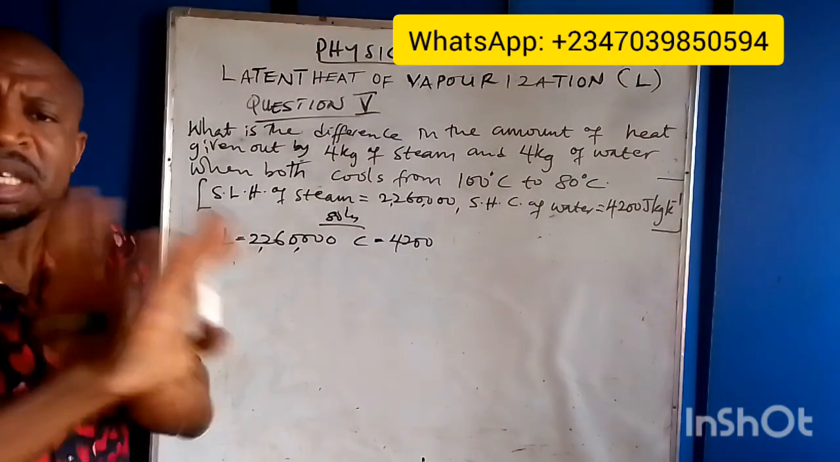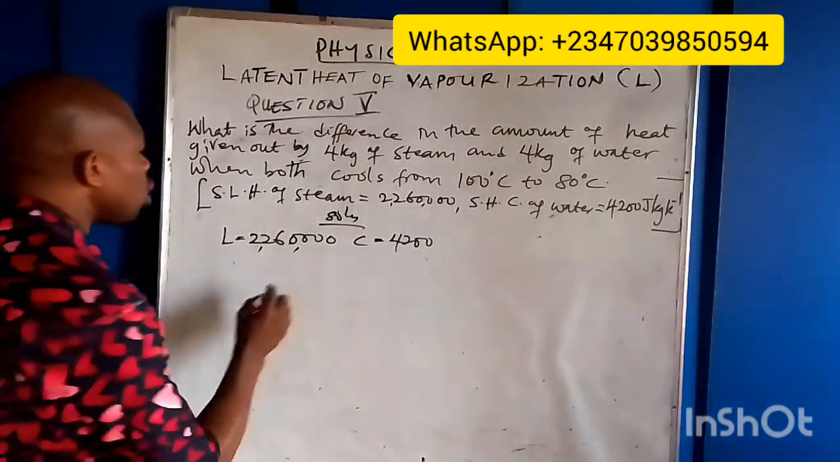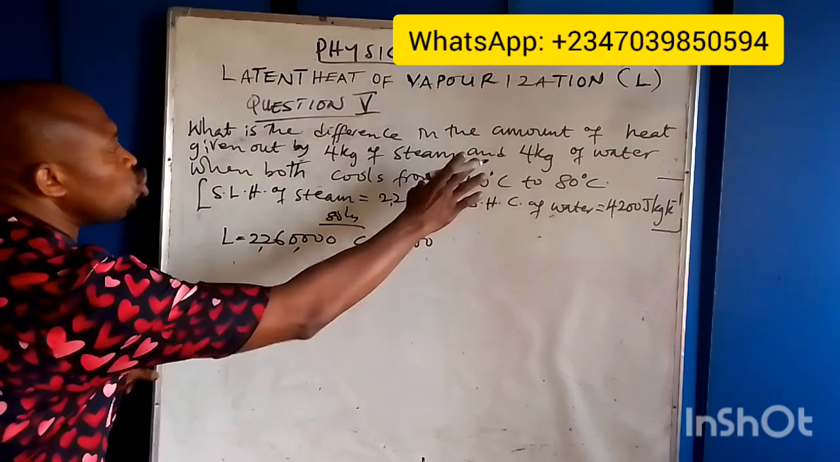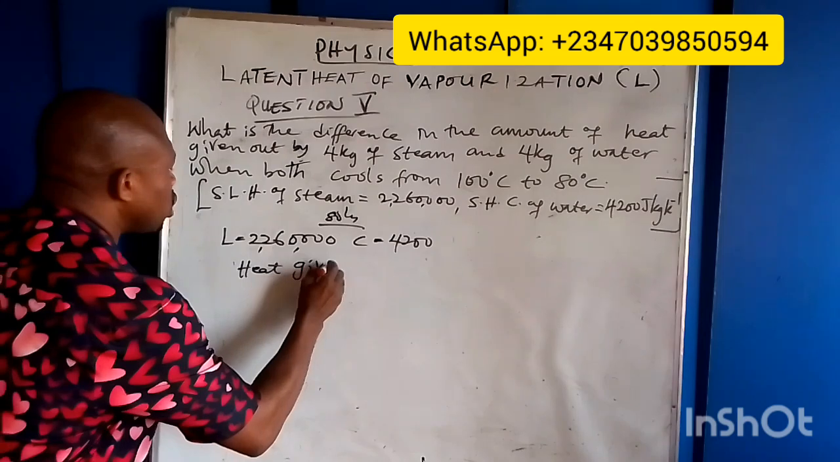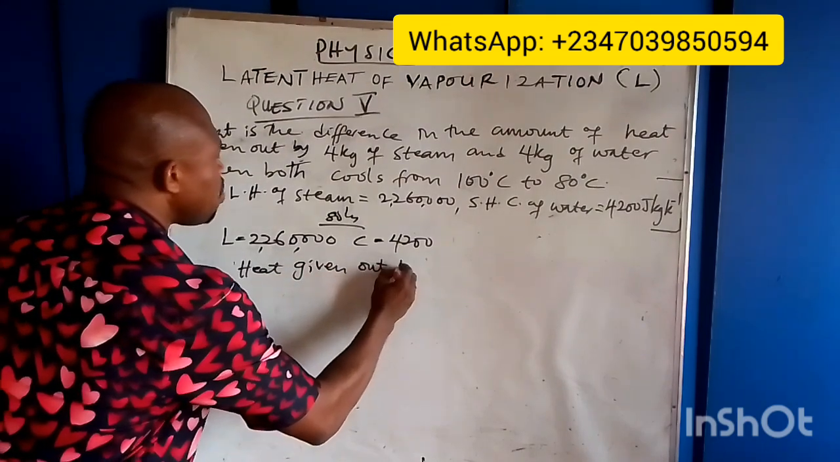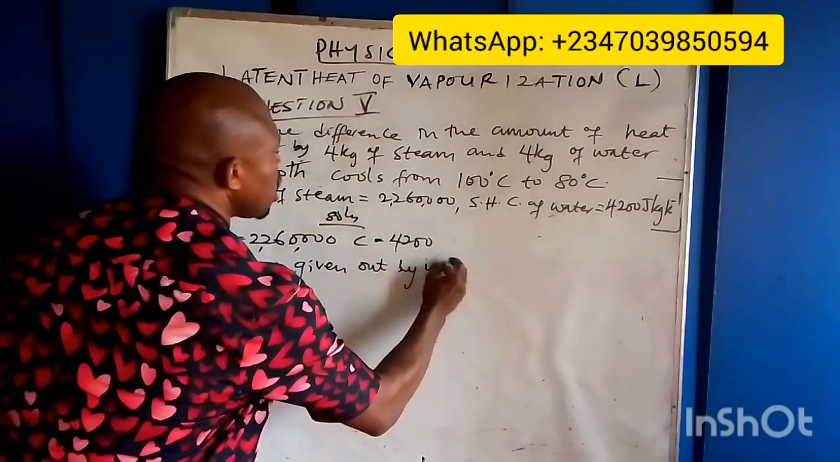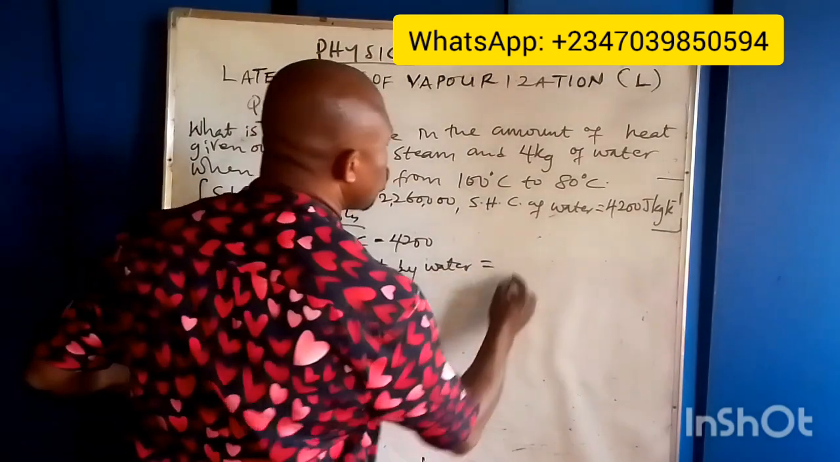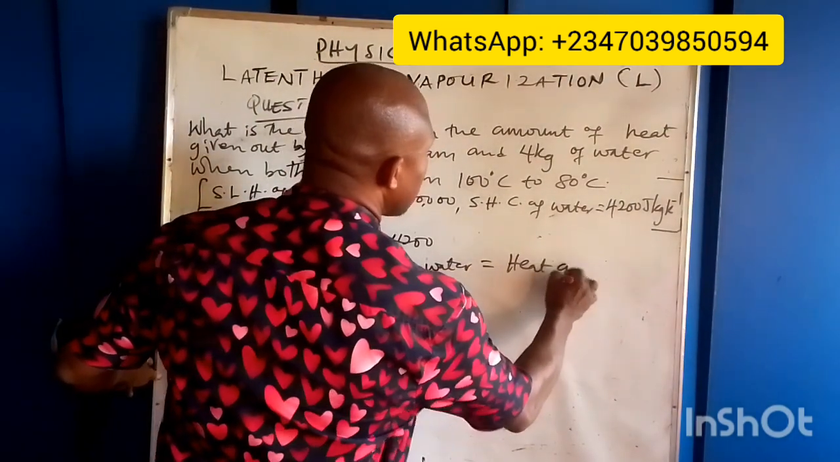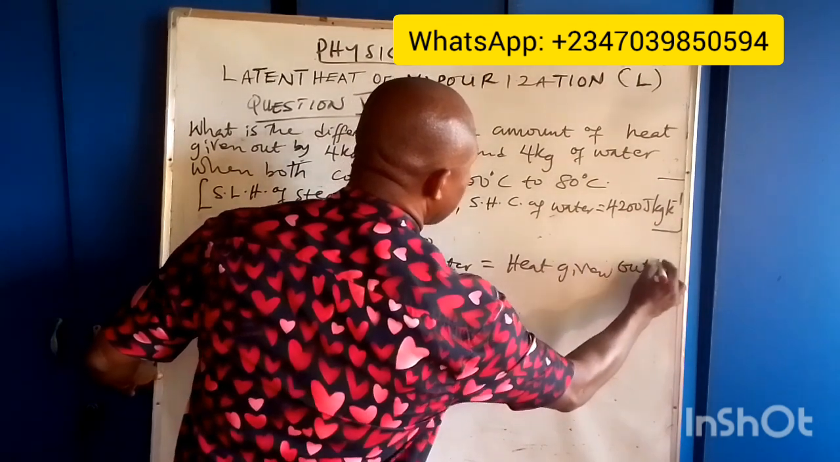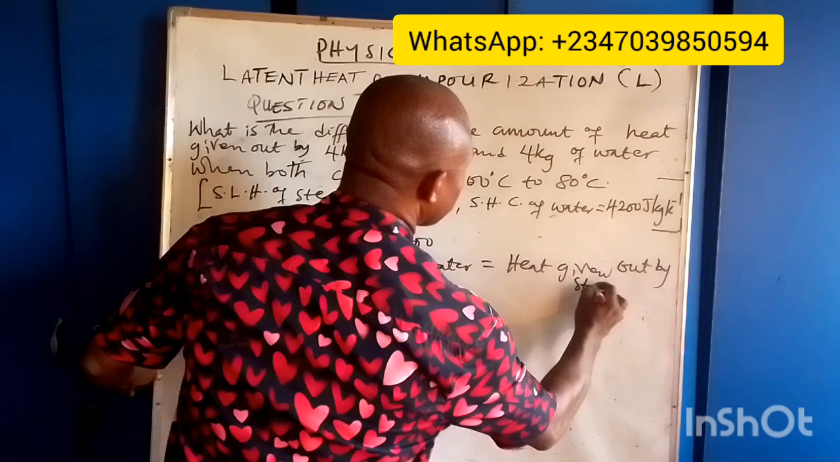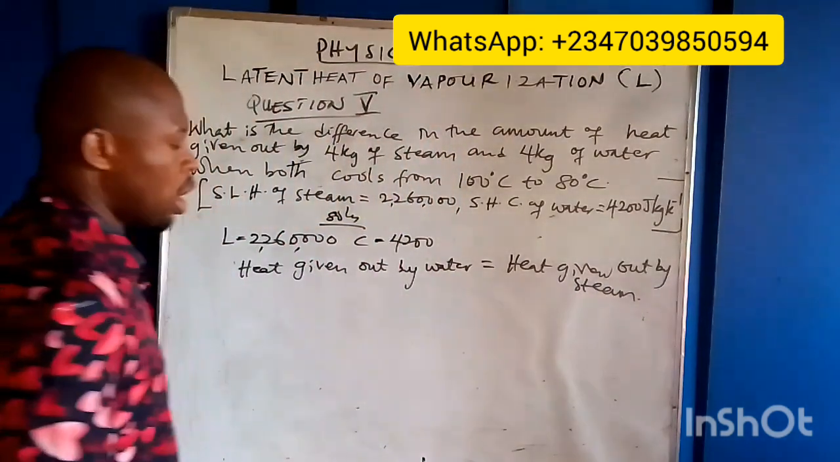Now, the simplest of them is that. Of course, since there are two of them here, we say heat given out by water is equal to heat given out by steam. This is the simplest way of solving this.